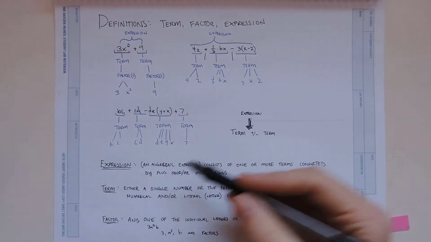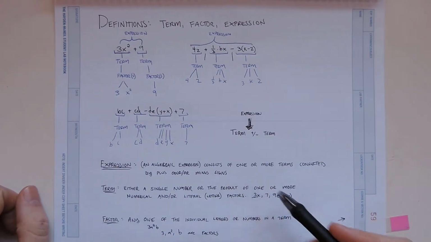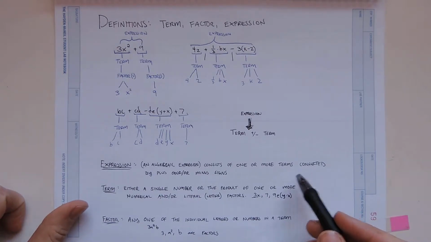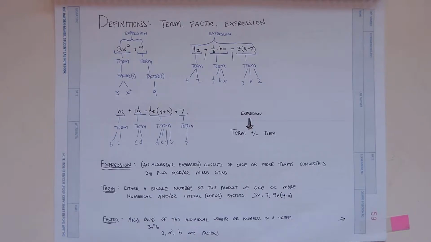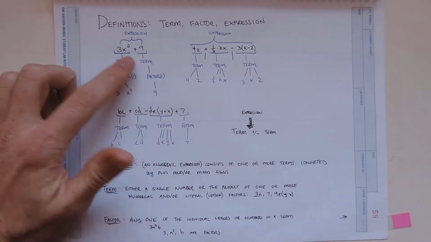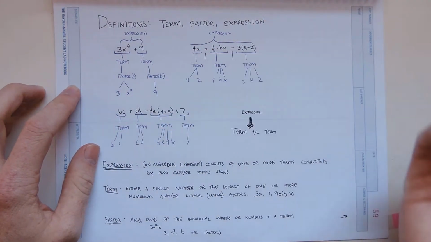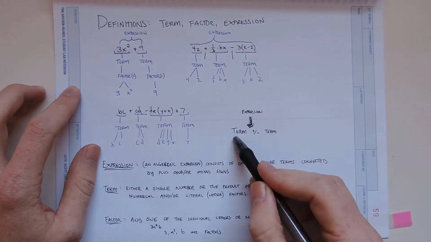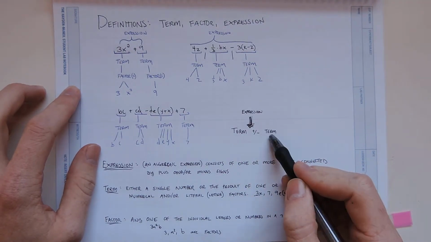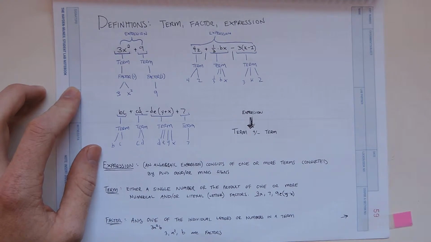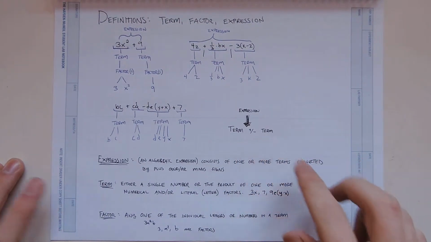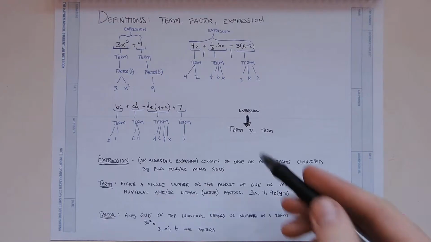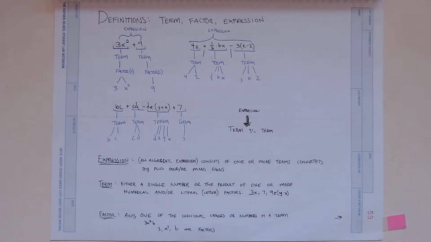An expression, an algebraic expression, consists of one or more terms connected by a plus or a minus sign. So we can see that. These are two terms, and they're separated by a plus sign. So here's the formula: term, plus or minus, and term. You can just keep adding that, and that'll still be an expression. But this is the bare minimum: two terms separated by the operators plus and minus.